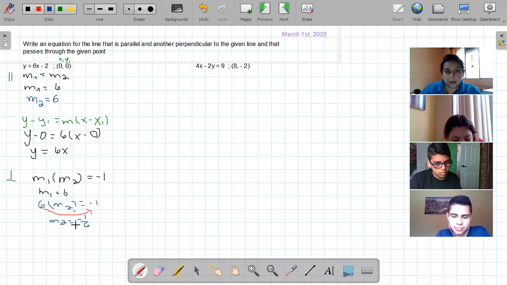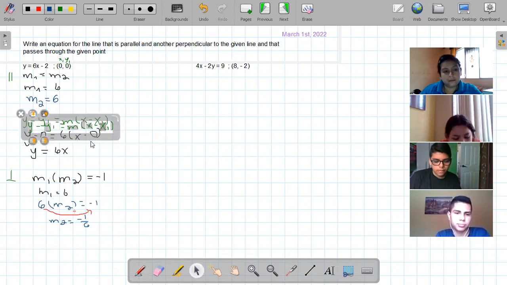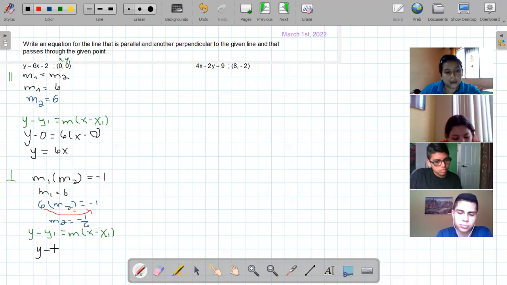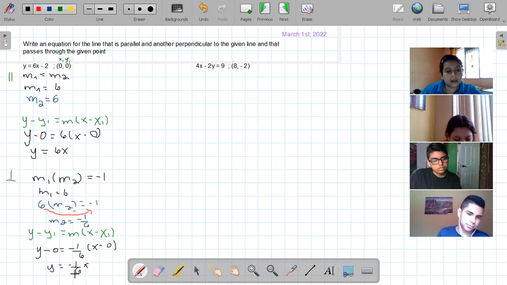I've got a given slope now, and I have a given point. And I have an equation as well that I can use to write it. I'm still using point slope form. I'm just going to substitute with the given information. So y minus 0 is equal to negative 1 over 6 x minus 0. I don't need those zeros, so I can say that y is equal to negative 1 over 6 x. And this is the line that is perpendicular to this exercise.